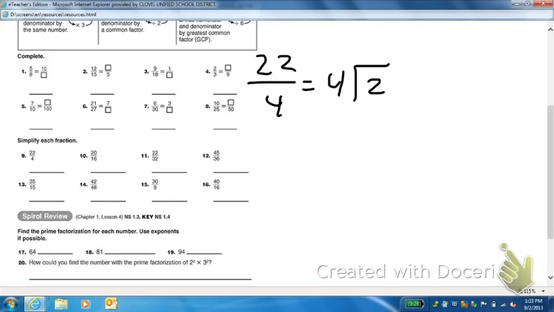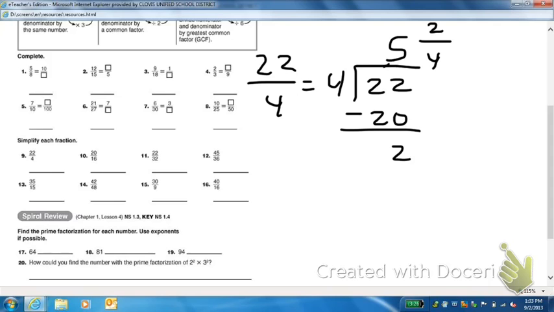4 into 22 goes 5 times. 5 times 4 is 20. 2 is a remainder, so that's going to be my numerator, and my denominator stays the same, 5 and 2/4. But we have to simplify that and get 5 and 1/2.